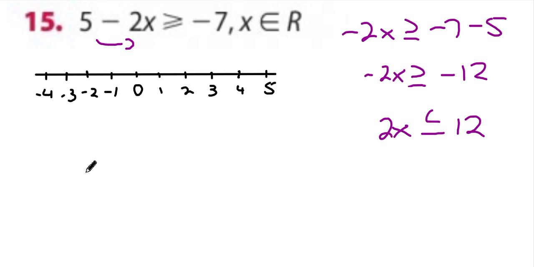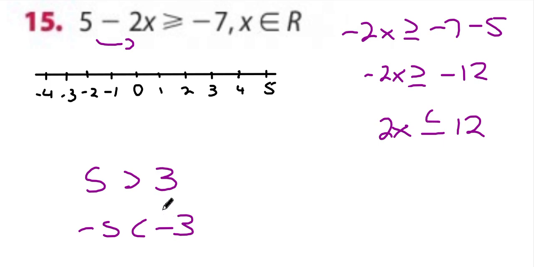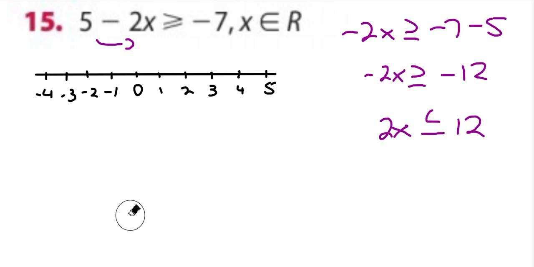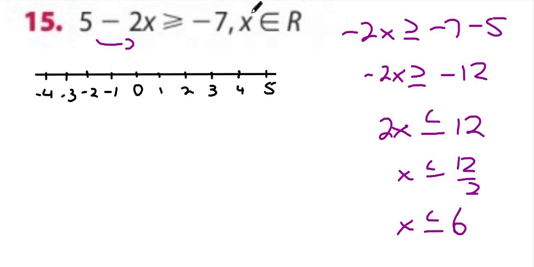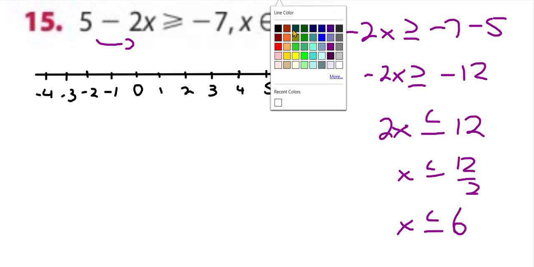If you don't, look at this. 5 is bigger than 3. Agreed? I'm saying magic wand both sides. Minus 5 is actually smaller than minus 3. So when I magic wand both sides, the sign has to reverse. Otherwise it doesn't work. Everybody cool? And then we divide by 2. 6. Okay, now I'm going to have to extend my graph slightly, haven't I?